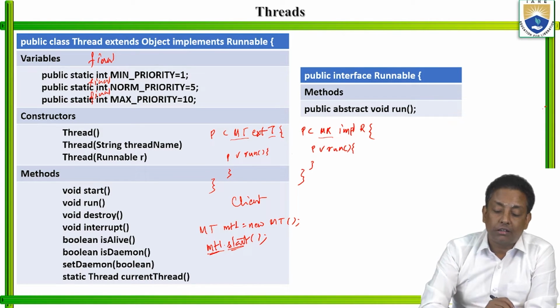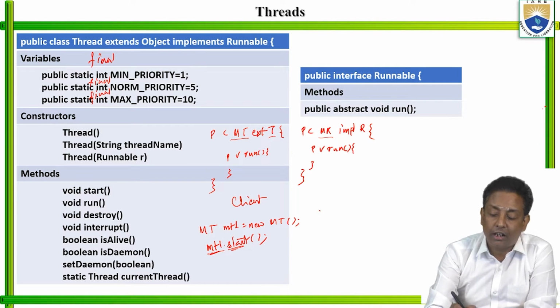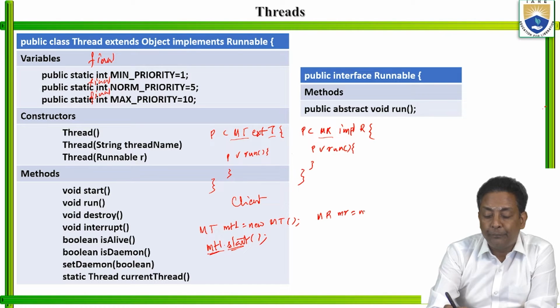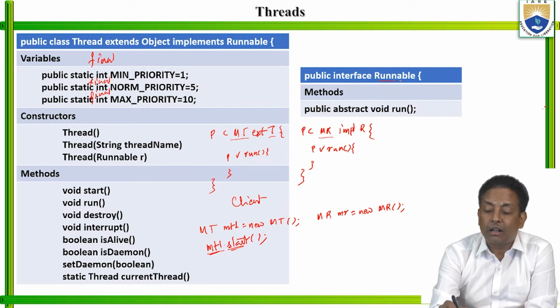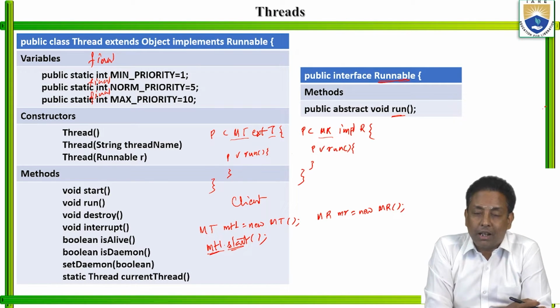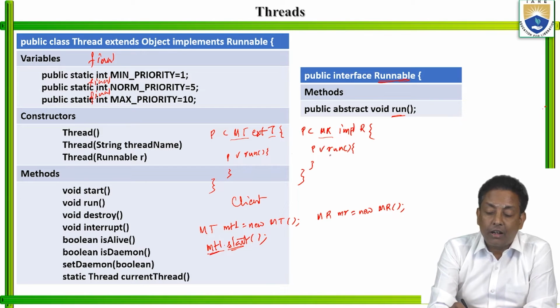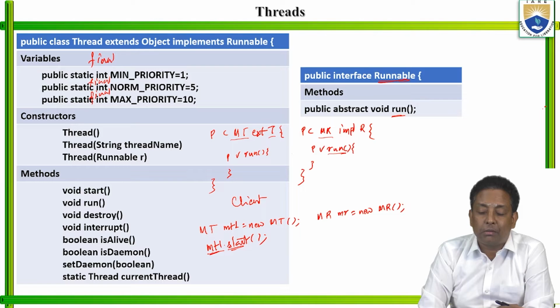What about a class implemented from the Runnable interface? How do you create an object of that? MyRunnable mr is equal to new MyRunnable of. The Runnable interface has only one public abstract void run method. Only one method, public abstract void run. That we are implementing here, of course. The Thread class also is a subclass of the Runnable interface, and that method we are implementing here.